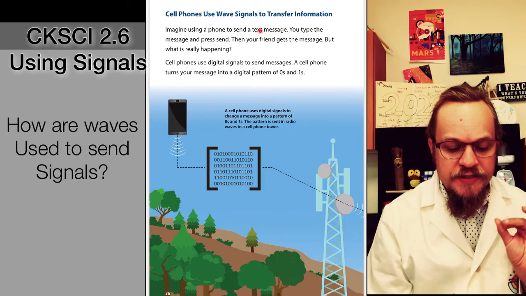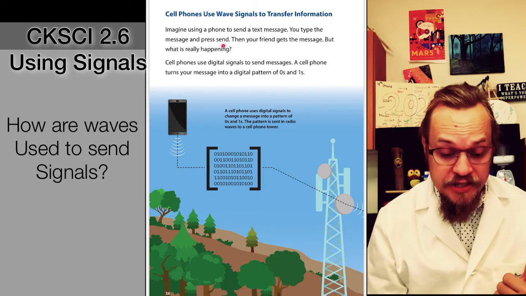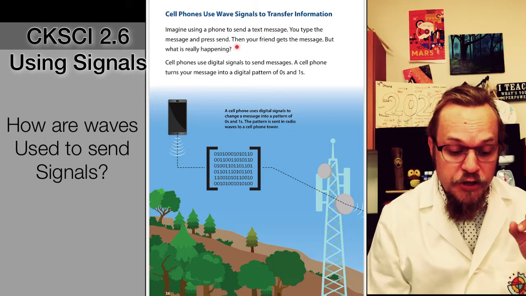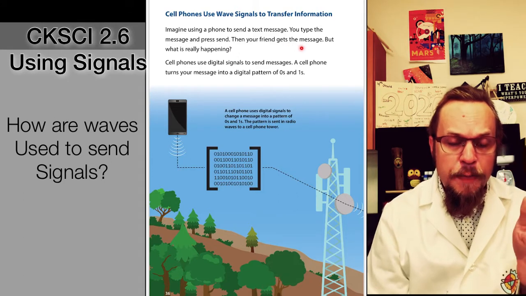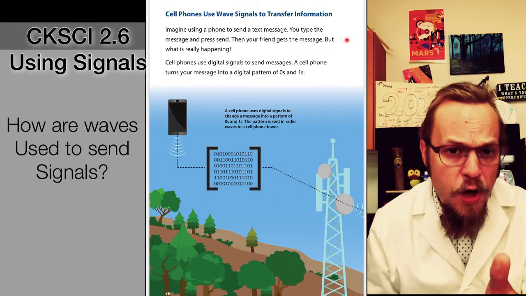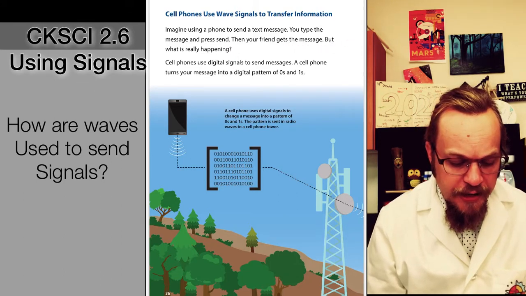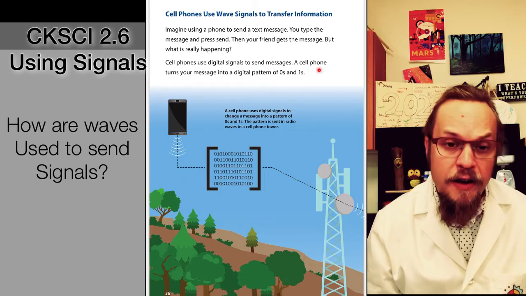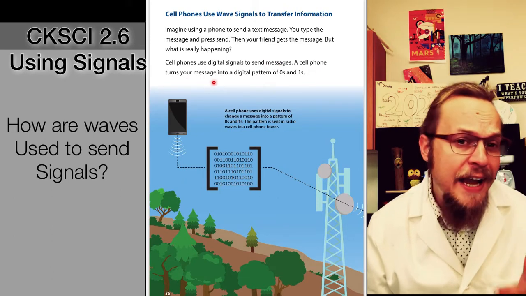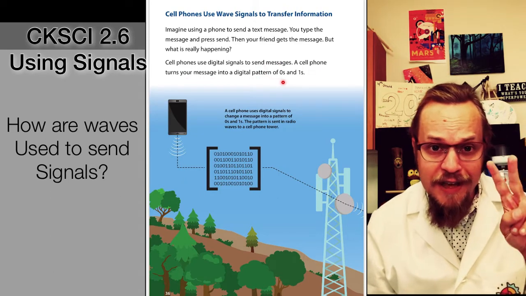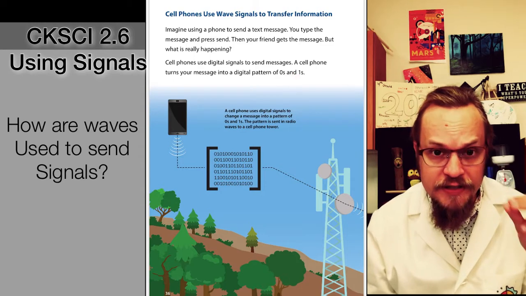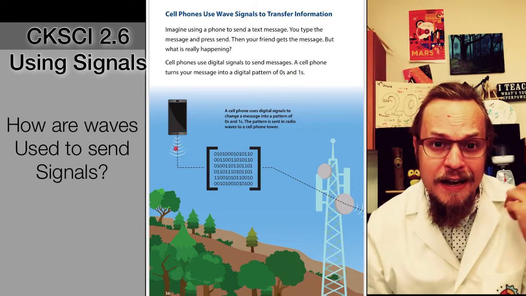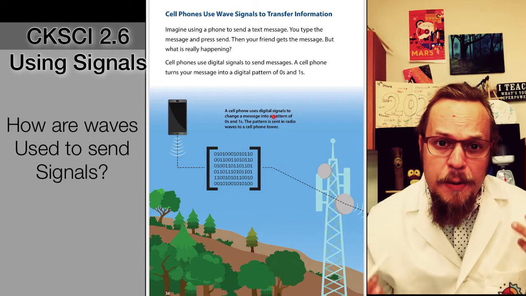Cell phones use digital signals to send messages. A cell phone turns your message into a digital pattern of zeros and ones. So here we have your cell phone sending out a message. The cell phone uses a digital signal to change a message into a pattern of zeros and ones, or binary code, because it only has two numbers, 0 and 1. 0 is off, 1 is on, and combinations make the letters.